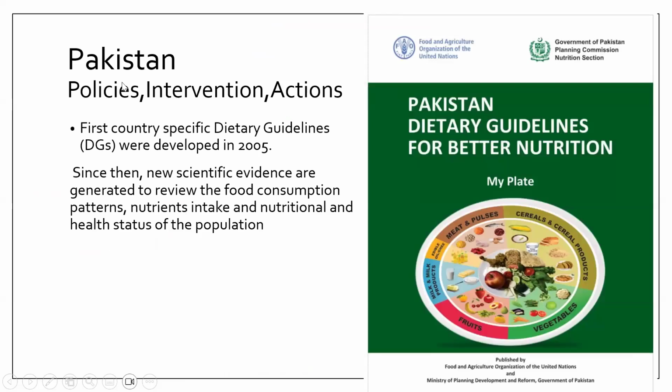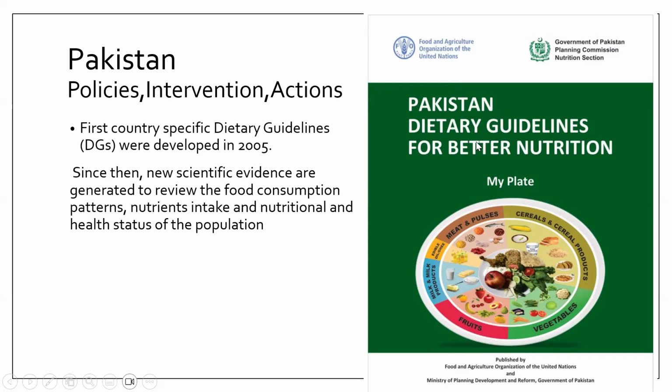Pakistan is also making policies, doing interventions and actions against unhealthy dietary habits. Pakistan's country-specific dietary guidelines were first developed in 2005, and since then new scientific evidence has been generated to review the food consumption pattern, nutrient intake, and the nutrition and health status of the population. The Government of Pakistan, along with the Food and Agriculture Organization of the United Nations, has developed Pakistan dietary guidelines for better nutrition.